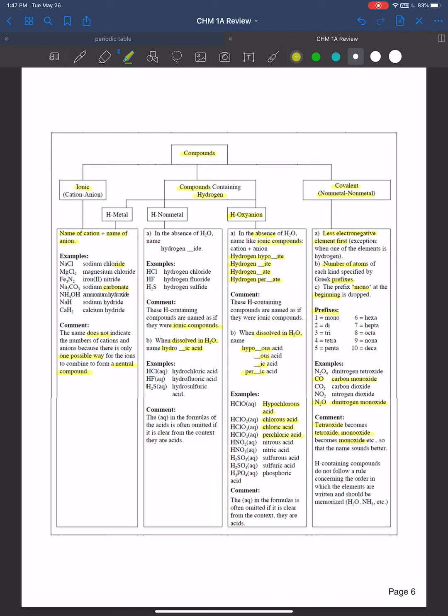And as I was stating earlier, hydrogen-containing compounds do not necessarily follow the rule concerning the order in terms of putting the less electronegative atom in the front. And so these types of molecules should just be memorized. So for example, ammonia. You'll see that quite a bit in general chemistry. It's not written as H3N, it's written as NH3.